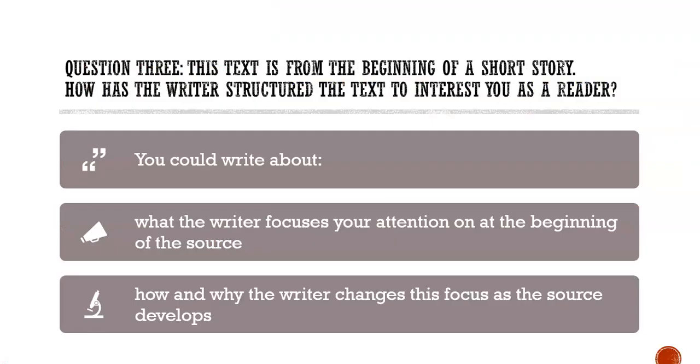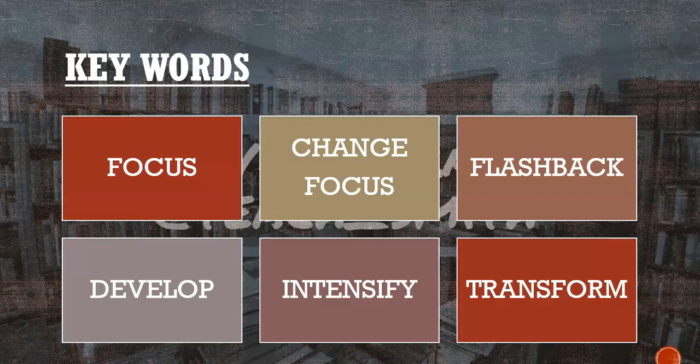Question 3, structure. Now it's all about focus. It says it in the question. What the writer focuses your attention on at the beginning of the source. How and why the writer changes this focus as the source develops. Again, I've left out the third bullet point. Again, if there are other structural features that you're very confident about, that's fine, but I just want to focus on these 2 bullet points. So your keywords are focus, change focus, flashback, develop, intensify, and transform.